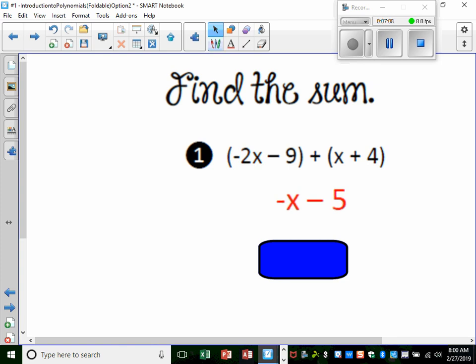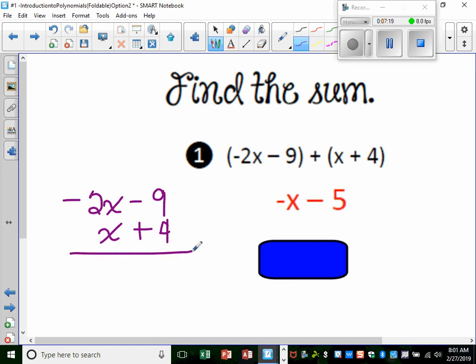If you want, you could also rewrite it this way. Okay, so some people like the vertical method, where you just simply put the like terms underneath one another and do it this way instead of going horizontally. That is totally up to you. If you want to rewrite it and put it vertically, especially when you have more than just 2 terms, it might be a good idea.